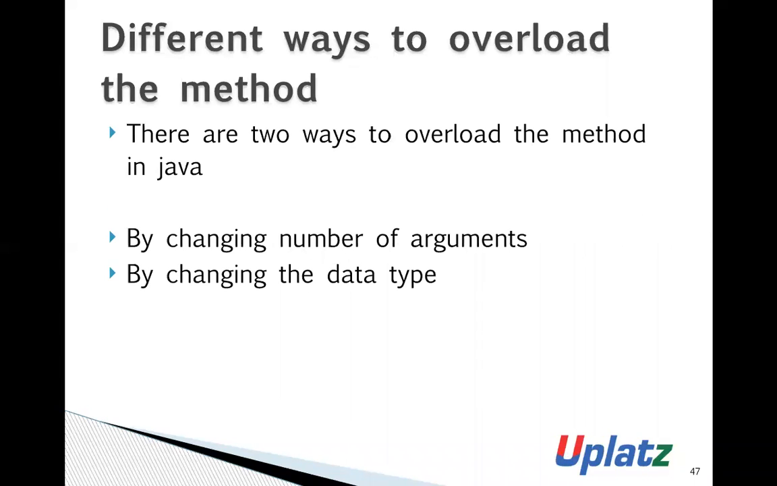So there are two ways to overload the method in Java. That is by changing the number of arguments or by changing the data type of arguments. So what do they mean by this? That is, you can have multiple methods having the same name in your program, but the number of arguments or the data type of the arguments should be different.